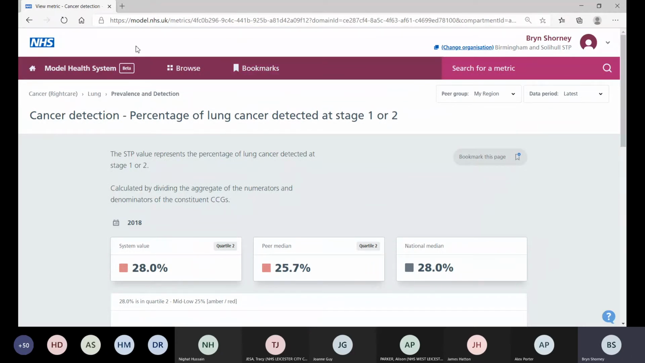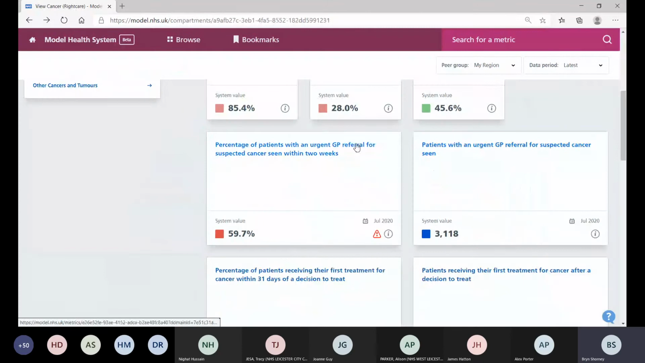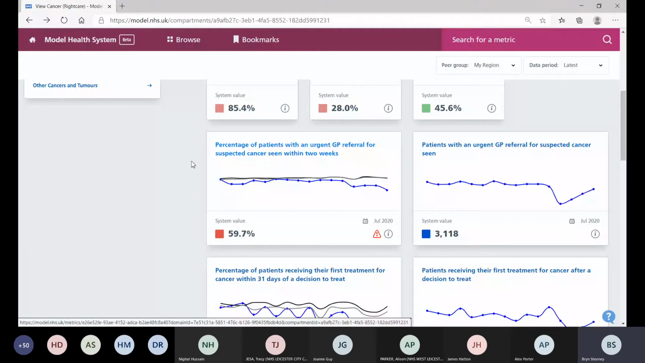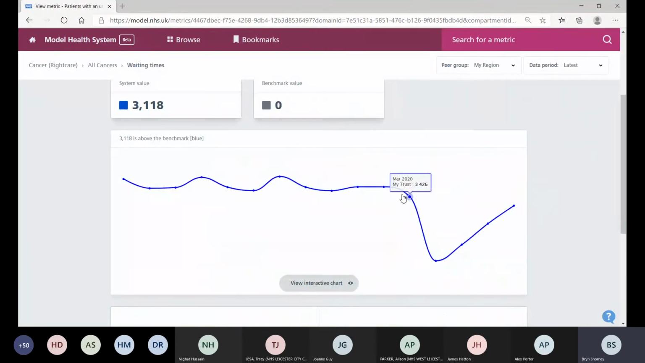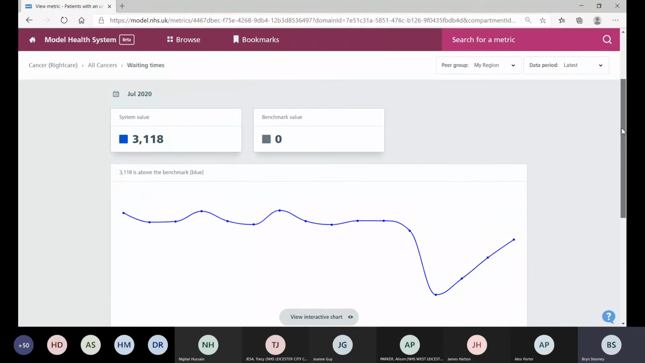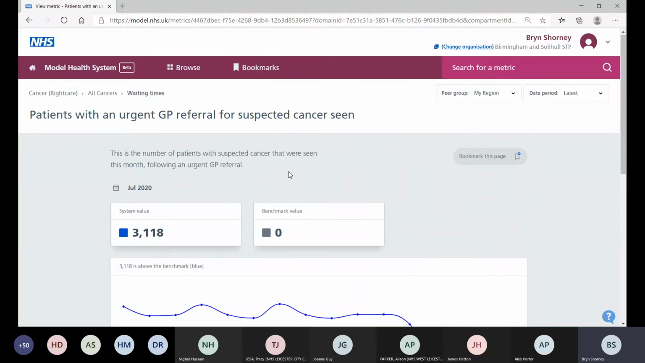Let me go back, and then we've got the urgent referral data, which we have as a time series. We've got the patients with an urgent GP referral for suspected cancer seen. There's an obvious big drop-off there that happened in March 2020, which I'm sure you can all work out the reason for. And then we can see that the recovery started to happen there.